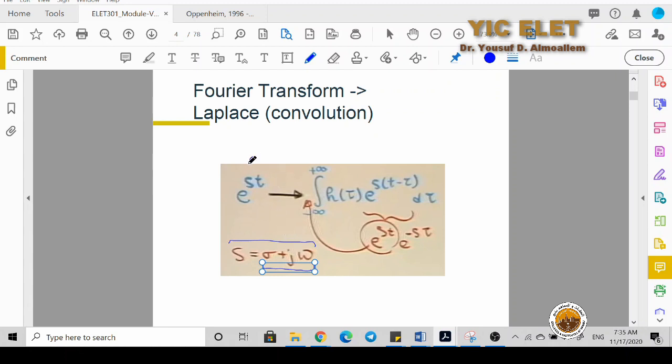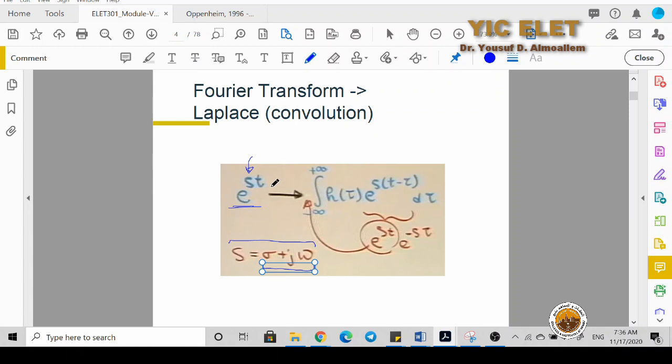So we use this s as the exponent term times t to move from time domain to frequency domain. If we put this as an input to our system, we know that we can use a convolution equation with the h of t as given here. So e raised to power st, and s is the complex number given by this equation.